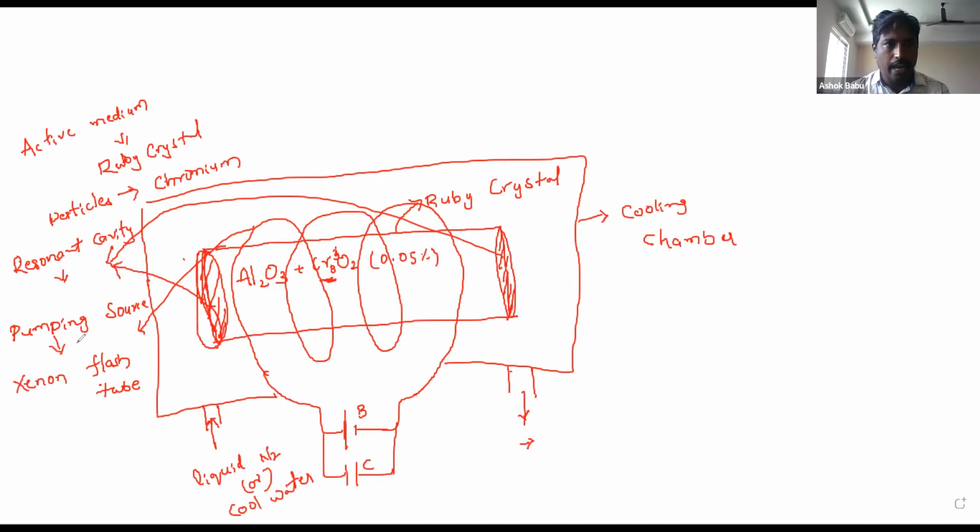Before that, again: the active medium is the ruby crystal. The active particles are chromium particles, and the two ends of the ruby crystal act as the resonant cavity. One end is fully silvered and one end is partially silvered. The pumping source is a xenon flash tube. The remaining one is the energy level diagram. Coming to the energy level diagram.